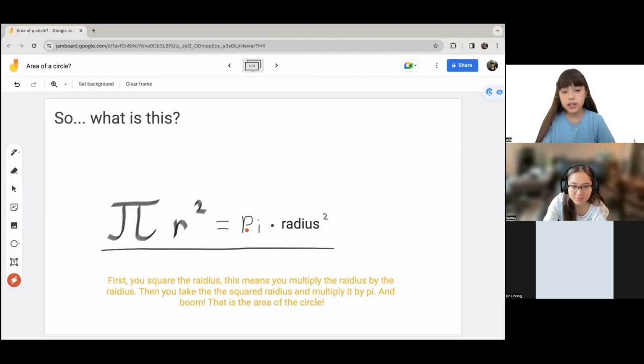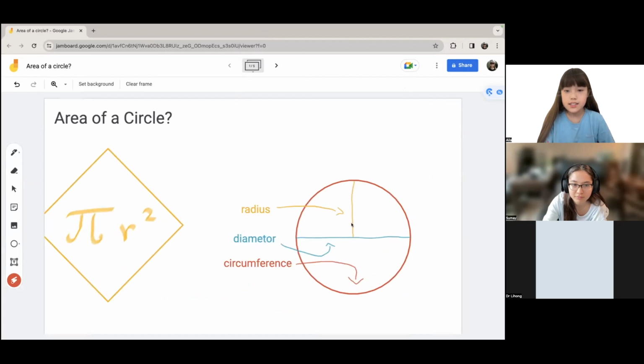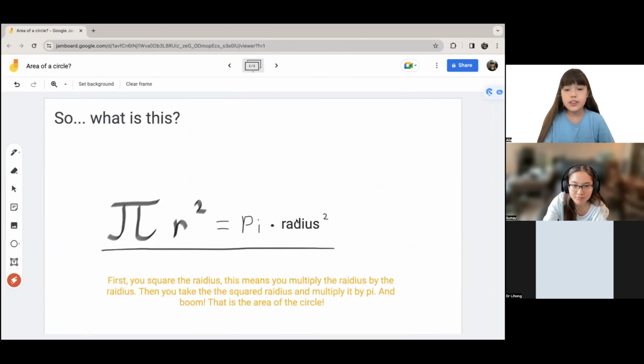Well, pi times r squared is actually equal to this. So pi, right, times r, which is the radius. Remember, radius is this right here. And then the radius times itself, which is what it means to square something. So we have the exponent 2 here. So it's radius times radius. If you do this equation, then you will find the area of the circle.